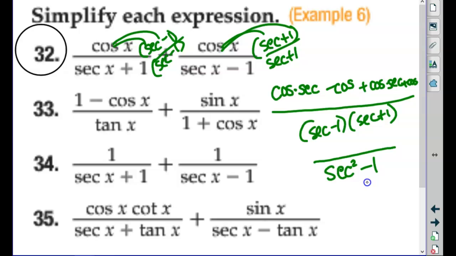Minus 1, right? The middle terms cancel out. If I multiply x plus 1 times x minus 1, I get x squared minus 1, right? Perfect squares. All right.